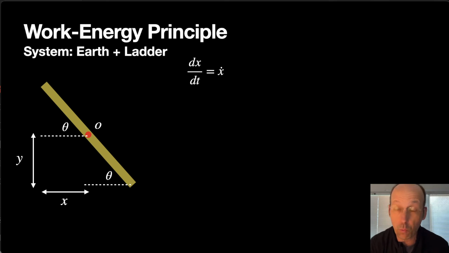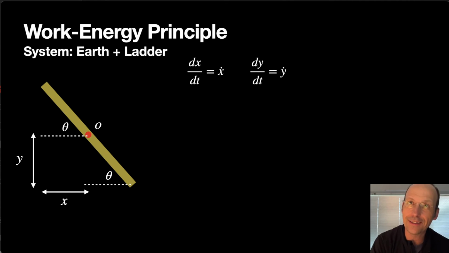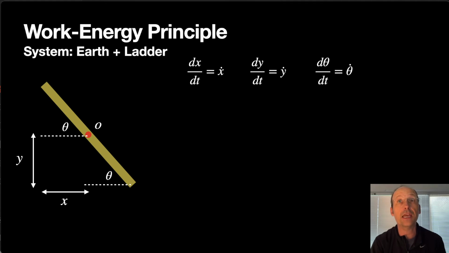What about the derivative of y with respect to t, you might say? And yes, it's y dot. And then we have another one that we need to think about, and that's the derivative of theta with respect to t, because the angle's moving too. This would be the angular velocity, theta dot.